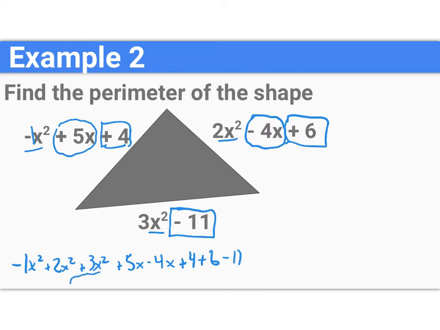So let's look at all our x squared terms, which are negative 1 plus 2 is 1 plus 3 is 4. So we have 4x squared. 5x minus 4x is 1x, plus x. 4 plus 6 is 10 minus 11 is negative 1. So the perimeter of our triangle is 4x squared plus x minus 1. That's just the way it works out.